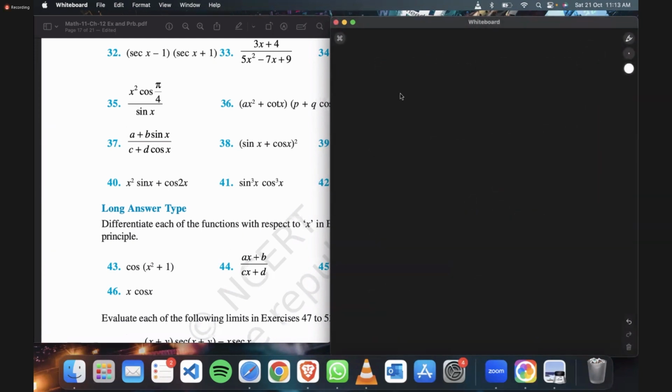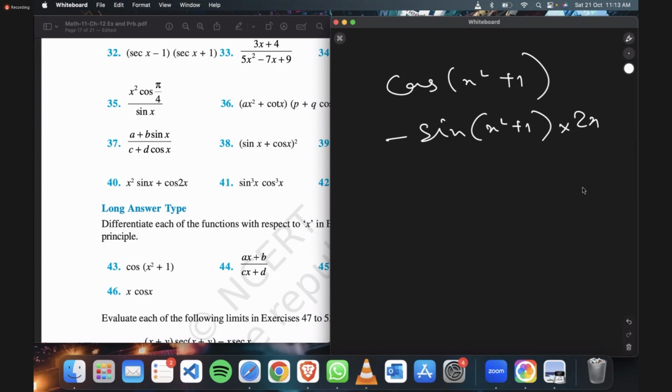You can also check this. I'll just differentiate it like normal: minus sine x square plus 1 times 2x. So minus 2x times sine x square plus 1 is the correct answer. Now let's move on further. Let's see what I have to do.